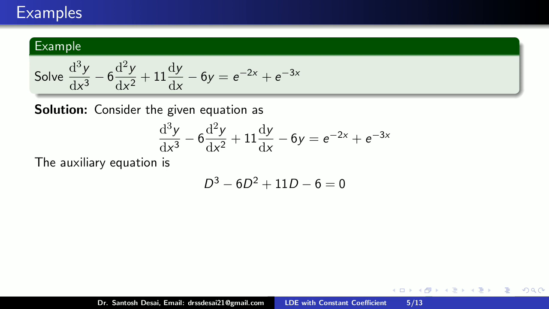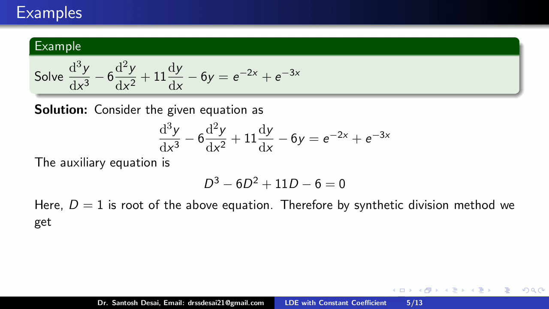If I put D is equal to 1, then obviously we get 0. So therefore D is equal to 1 is one root of this equation. So by the synthetic division method, let us consider. At the top, just write down the coefficients of D in decreasing powers of D. We start with the highest power, which is D cube. Its coefficient is 1. Then the coefficient of D square, that is minus 6. The coefficient of D, that is 11. And then the constant term minus 6. Now to the left of the vertical line, write that root, that is 1.